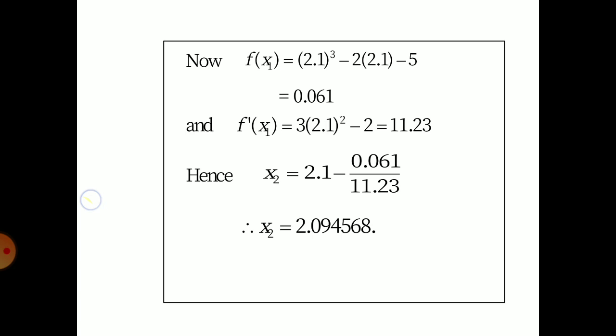In a similar manner you can find the next approximate root x3 also. Here I have not obtained the value of x3, but if you want you can obtain it using the formula x3 equals x2 minus f of x2 divided by f dash of x2, and so on. This is a method to obtain the approximate solution of the given equation by using the Newton-Raphson method.